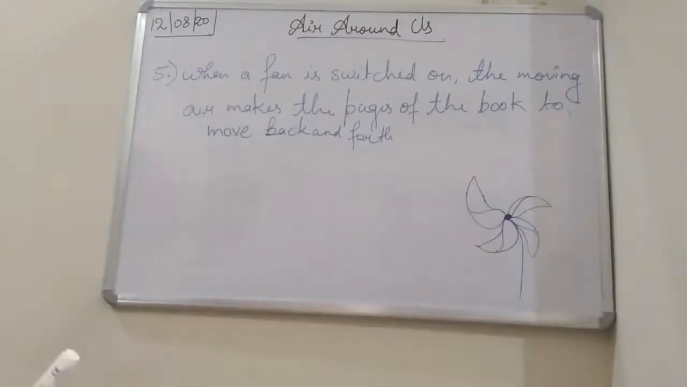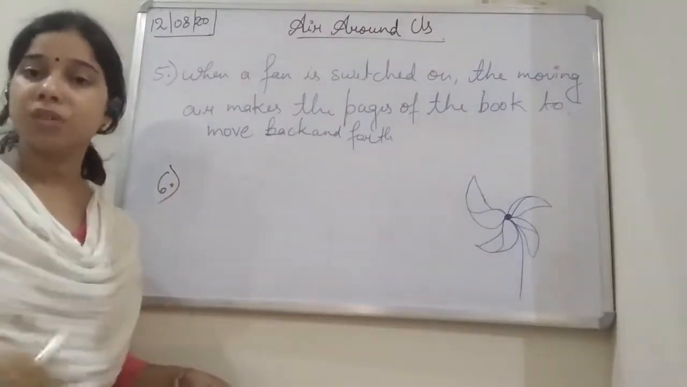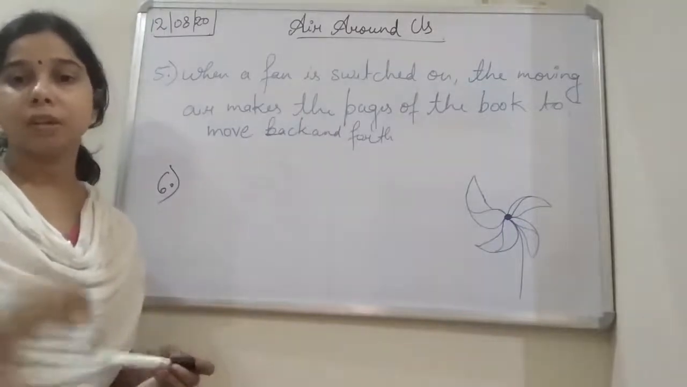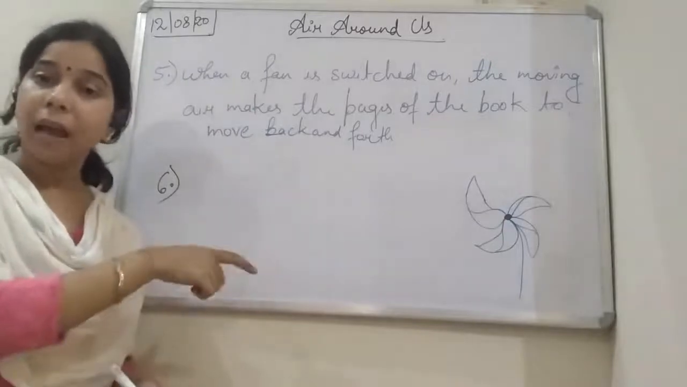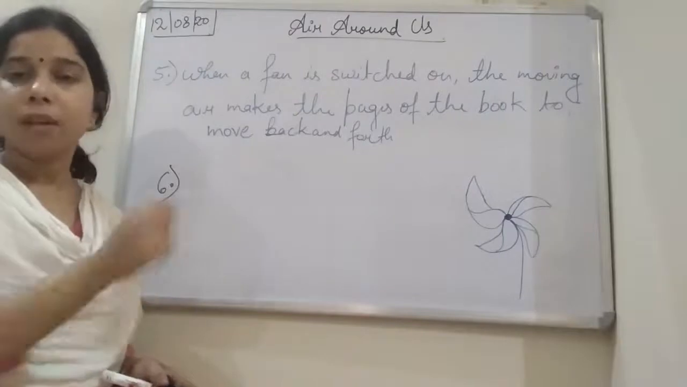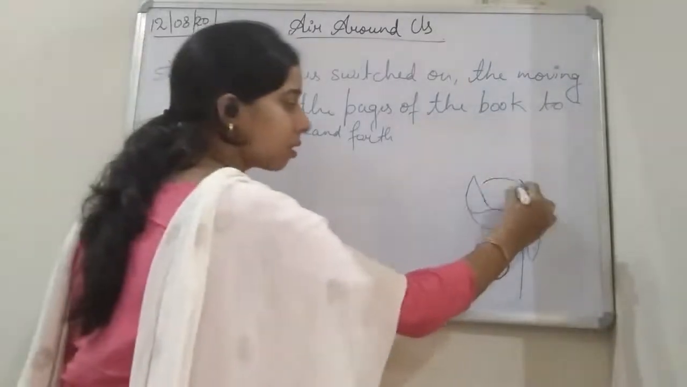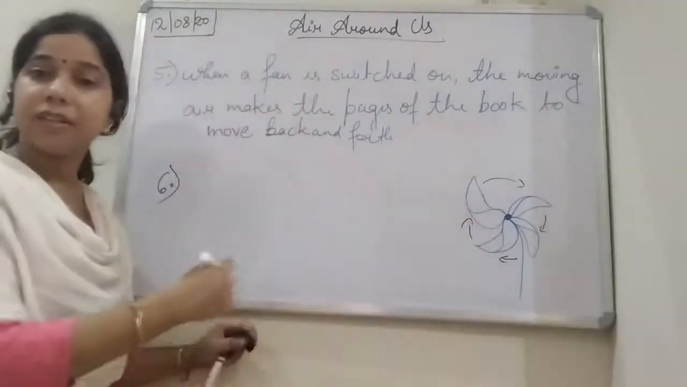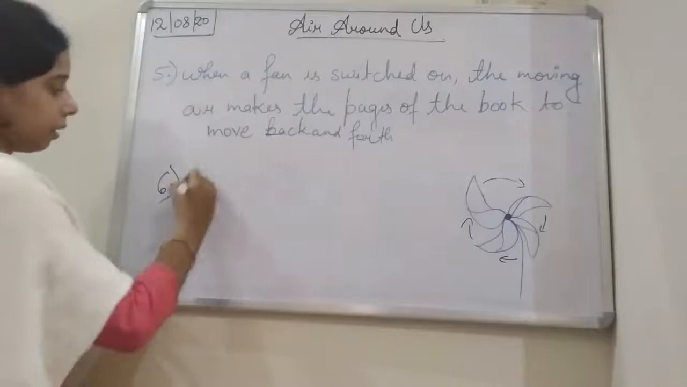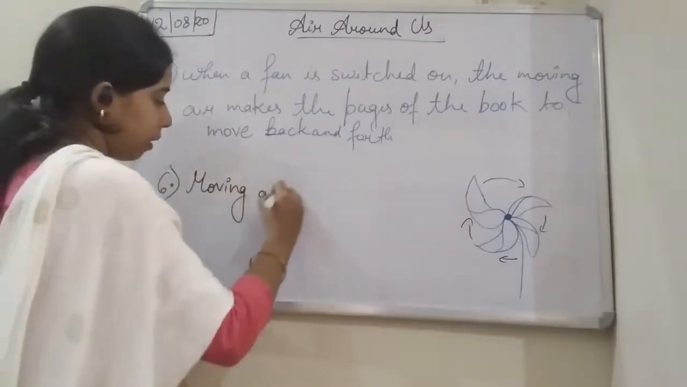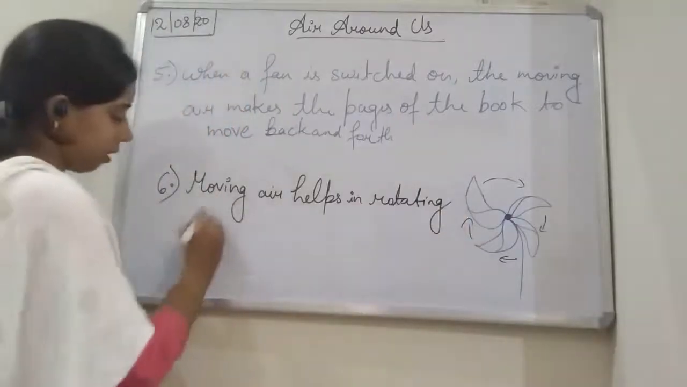Not only this, students, if you see the fairy, moving air also helps in moving the fairy. It helps in rotating the fairy. Fairy is a toy, students. You have seen that many small kids used to play with the toy which is made up of paper, and they used to take it and run. Or they will take that paper toy in front of the cooler or in front of the moving air. So you will see that it starts rotating. As it is placed in front of the fast moving air, it starts moving. Okay, so we can say that moving air helps in rotating the fairy.